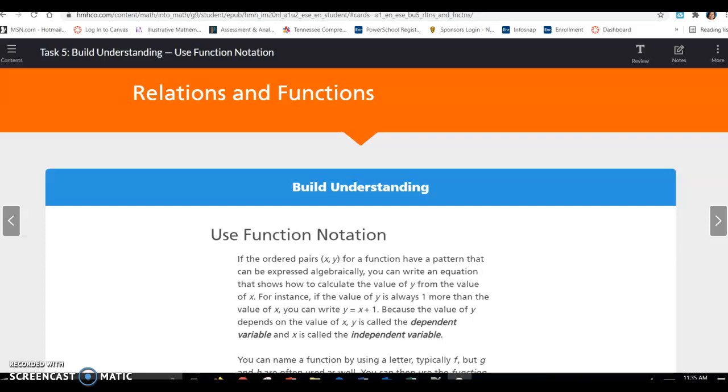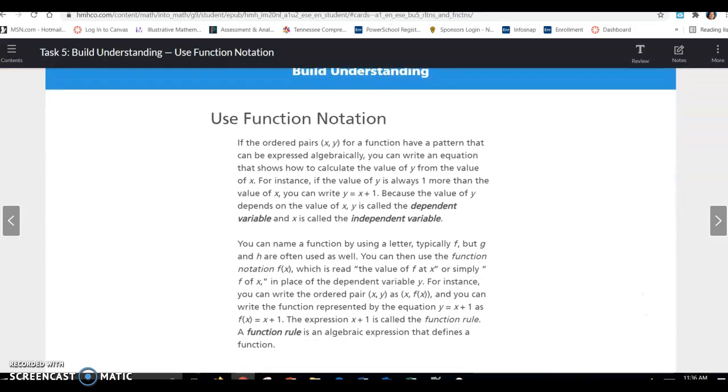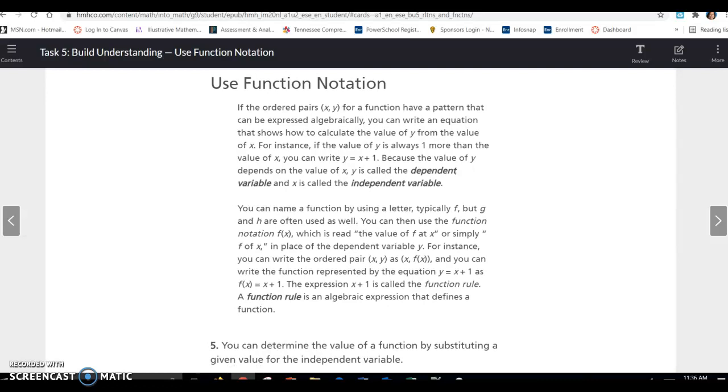Okay, we're still on lesson 4.1, and this is task 5, and we're talking about function notation. So we are talking about relations and functions, and now we're going to look at how you can write that in function notation. So this is just a mathematical way to write something in function notation.